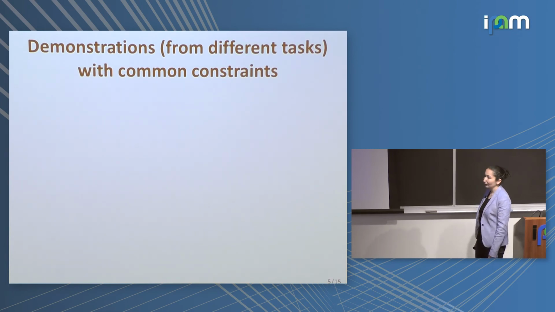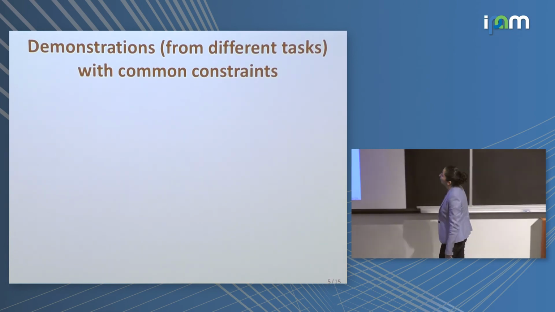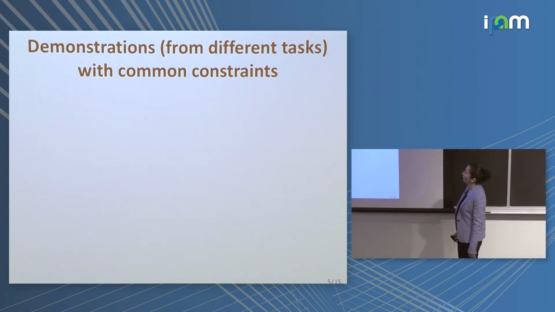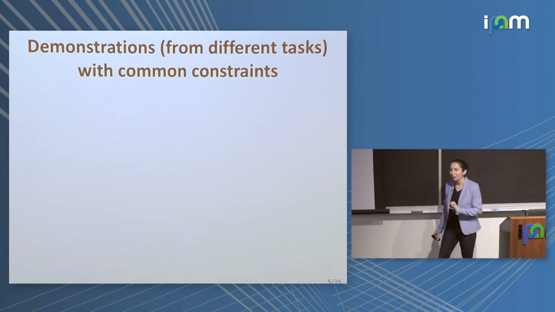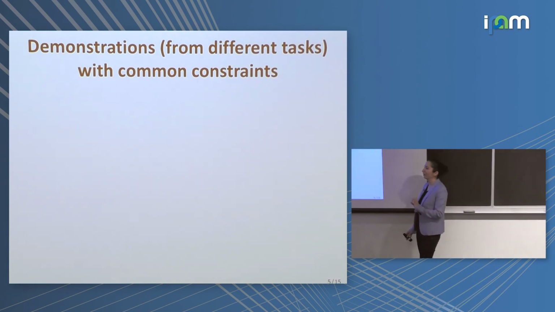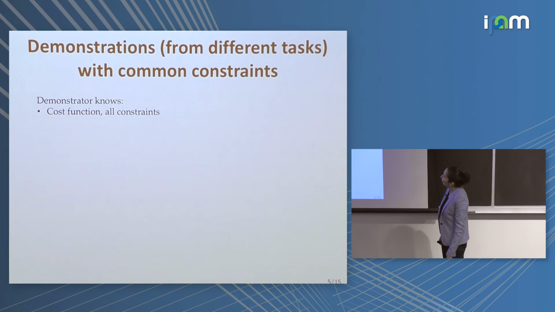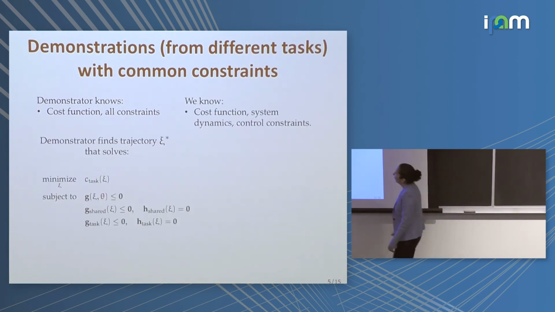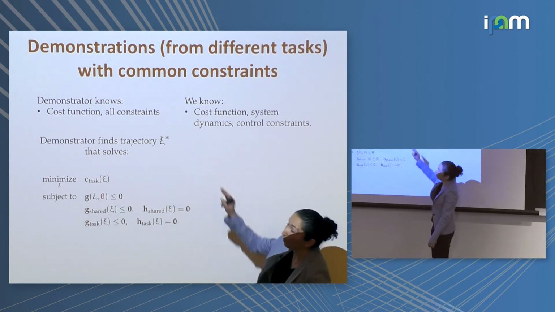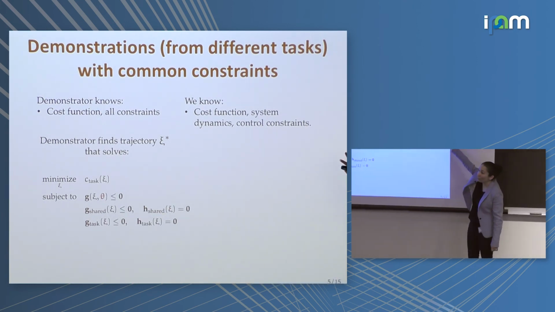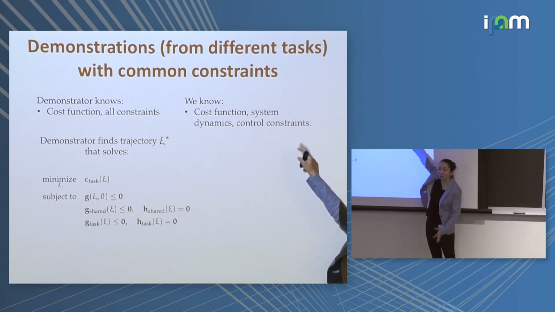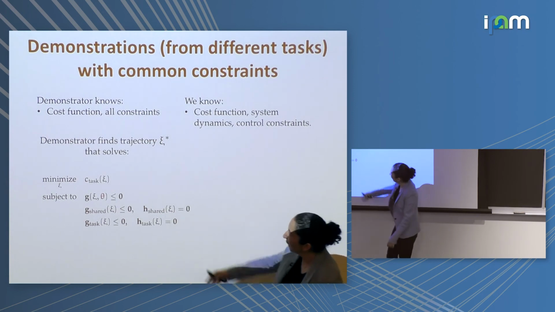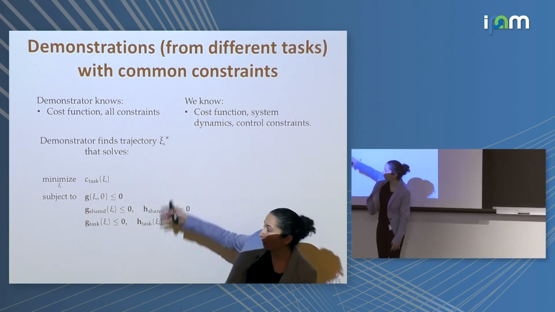We have demonstrations. We assume we have demonstrations from possibly different tasks with common constraints. And we came up with two approaches to solve a simple variant of this problem. So let me tell you what the demonstrator does and what the problem we are trying to solve. The demonstrator knows the cost function and knows all the constraints. We know the cost function. We know the system dynamics. Maybe we know control constraints, part of the constraints. And the demonstrator solves this problem.